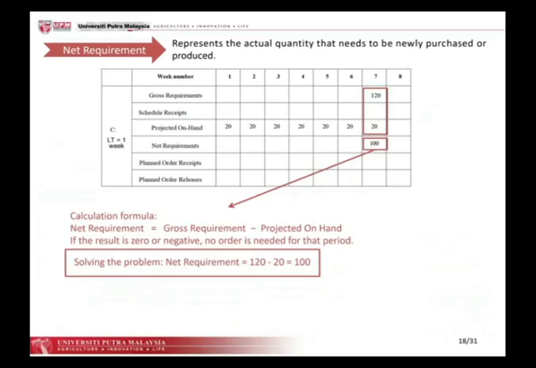The next part is net requirement. The net requirement represents the accurate quantity that needs to be newly purchased or produced. The net requirement equals the gross requirement minus the projected on hand. And if the result is 0 or negative, no order is needed for that period. Look at this table. In this table, we can see that the gross requirement is 120 units. The projected on hand is 20 units. According to the calculation, the net requirement is 100 units.